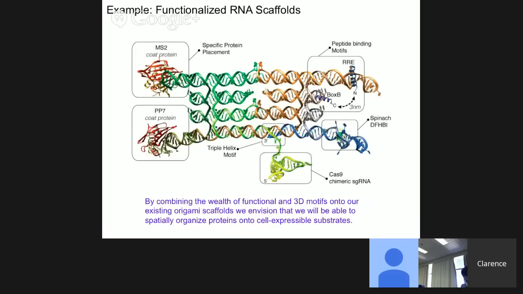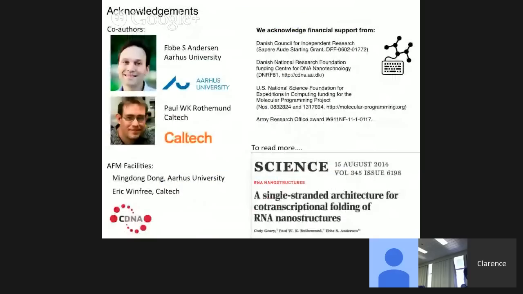Maybe more realistically, another way we can think about it is using what we already have in hand to functionalize. So here I put some of my favorite things. Some of you may know the MS2 coat protein binds to a little hairpin. We can actually put little tiny binding sites on the scaffolds we already have and do some pretty cool things with them. So I'm looking forward to the future of the RNA scaffolds that we already have in hand.